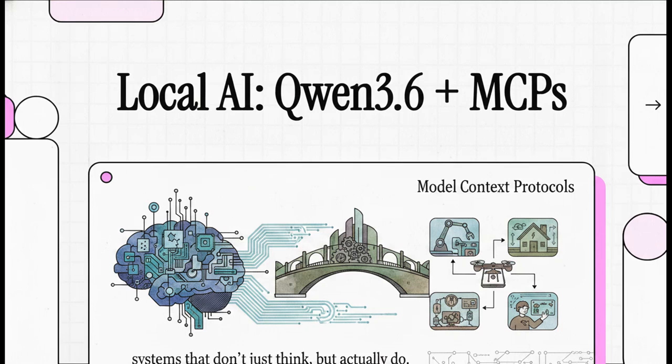Today, we're tackling one of the most frustrating bottlenecks in modern development, which is bridging that massive gap between incredibly powerful local AI models and actual real-world utility. We're going to see exactly how combining Qwen3.6 and model context protocols lets us build systems that don't just sit there and think, but actually do things.